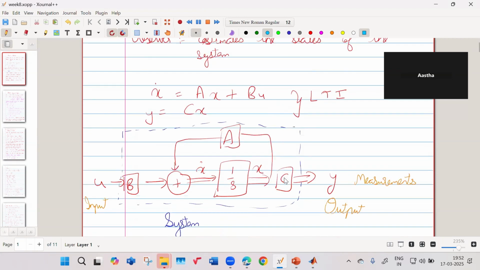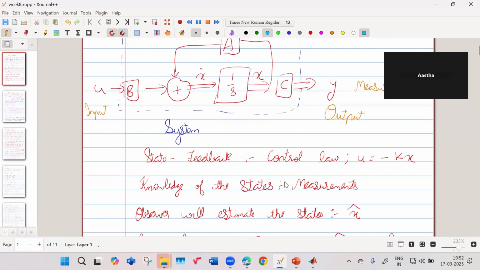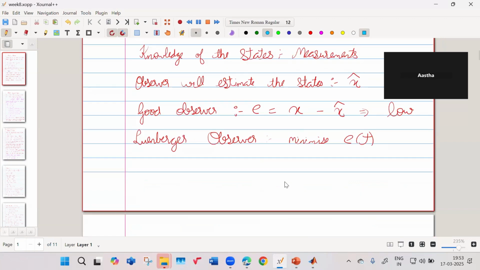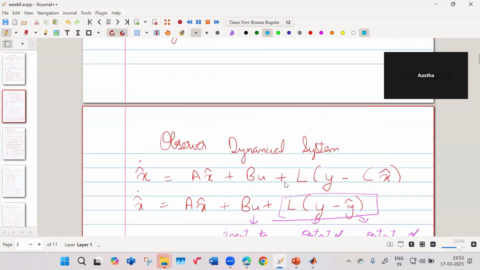Observers are very important when we want to implement state feedback control and we do not have all the states available. Then we can use an observer which will estimate our states. The Luenberger observer, which has been shown in this session, has the objective of minimizing the error.